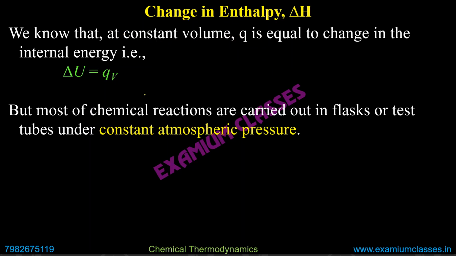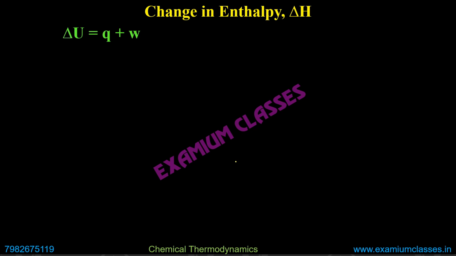But most of the chemical reactions are carried out in flasks or test tubes under constant atmospheric pressure. So we do the reactions in test tubes which are open. So it is actually the atmospheric pressure which should be constant, not the volume. So for that, the concept of change in enthalpy comes into picture. So delta U is equal to Q plus W at constant pressure.